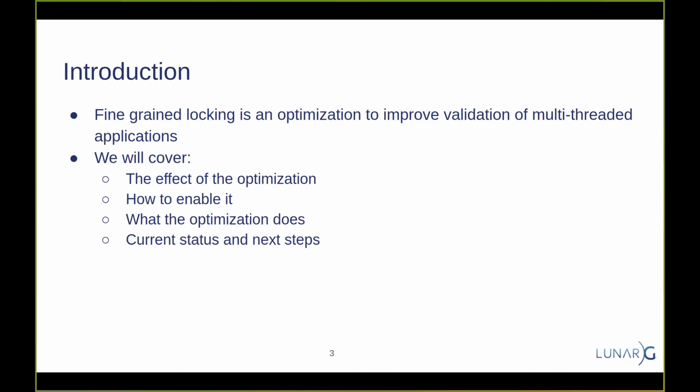So today we're going to be talking about what I've been doing for probably the last 6 months, which is optimizing the locking in the Vulkan validation layer. And this is to improve performance of validation when running multi-threaded applications. So we'll go through the effect of the optimization, how you can enable it, some details in the code about what it does and where it's at and what's going to happen next.